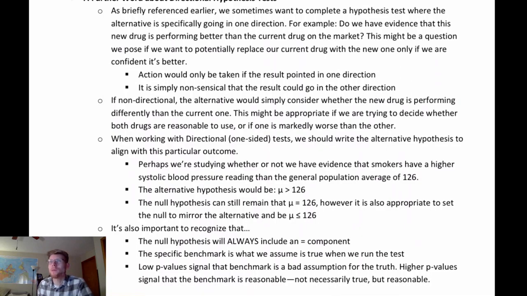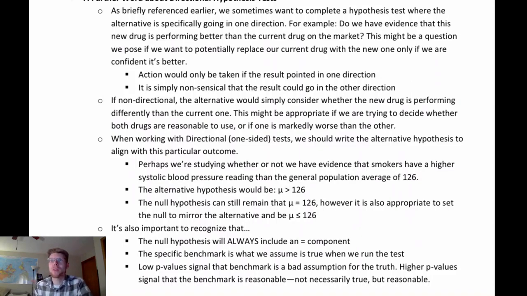So as an example, let's say that we're studying whether or not smokers have a higher systolic blood pressure reading than the general average of 126. And let's say that we only find this result interesting if smokers are higher than 126. We're not just asking if they're different. We only care, and we're only going to do something about it if smokers have a higher than average systolic blood pressure. So in this case, our alternative is going to be that mu is greater than 126. This is a direction in which we are interested. This is the researcher's hypothesis. It's the thing that means a change of note for us.